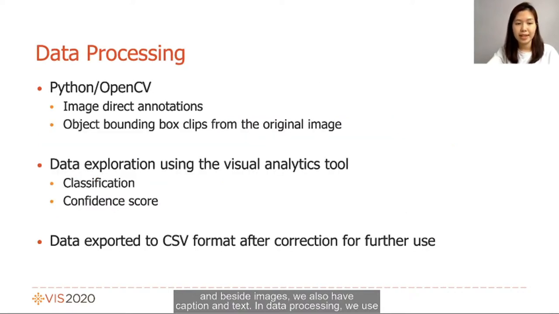In data processing, we use Python and OpenCV for image direct annotations. This one is for fast rendering later. And then we use that for object bounding box clips from the original image.